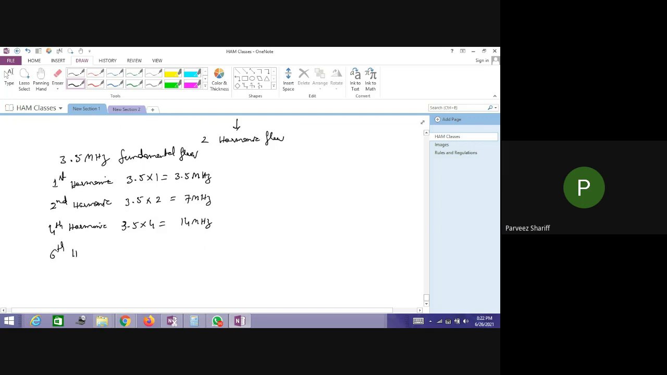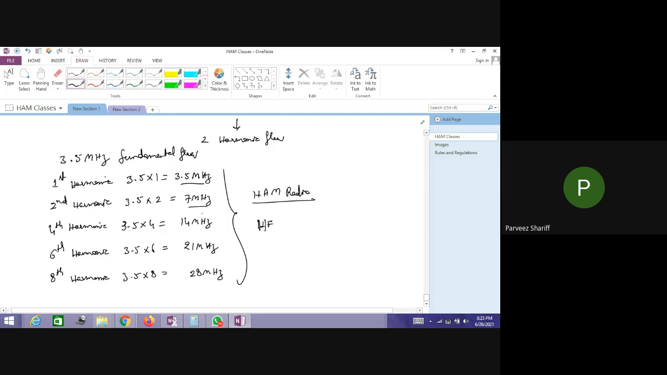Then the sixth harmonic, the multiple of 6, gives 21 megahertz. And the eighth harmonic, 3.5 into 8, gives 28 megahertz. Why are we talking only about these frequencies? Because in ham radio, we are supposed to transmit in these frequencies in the HF range: 3.5 megahertz, 7 megahertz, 14 megahertz, 21 megahertz, and 28 megahertz.